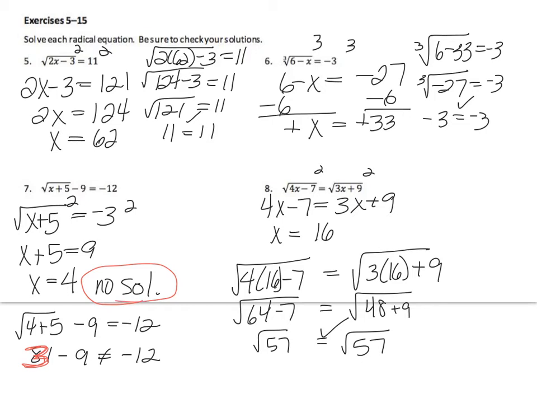Okay, let's look at number 8. It's already isolated, so let's go ahead and square both sides. 4x minus 7 equals 3x plus 9. It was very easy for me to add 7 to both sides, subtract 3x from both sides, x equals 16. I plugged them in to check my work and got square root of 57 equals square root of 57, so in fact, I am good.